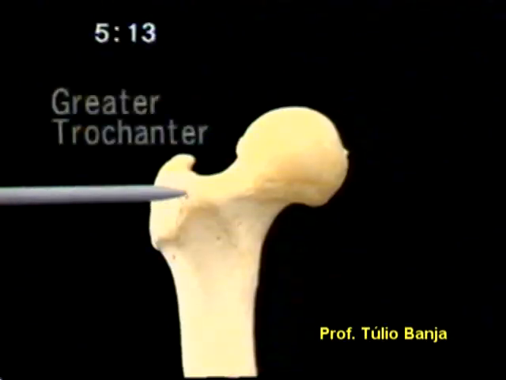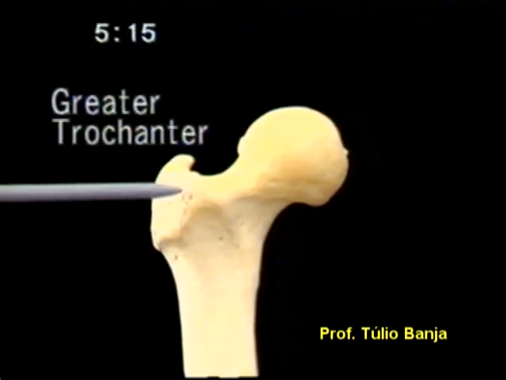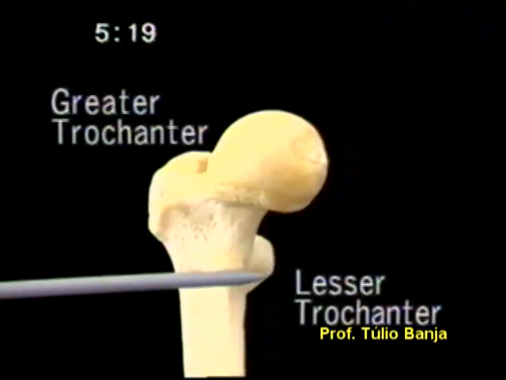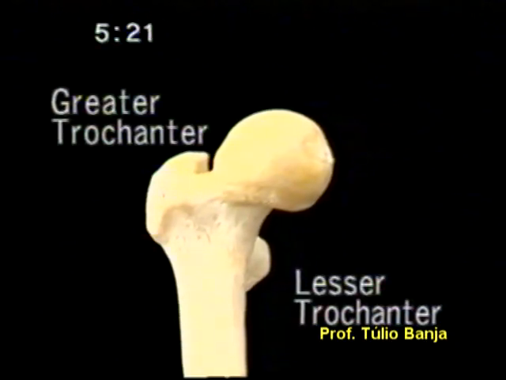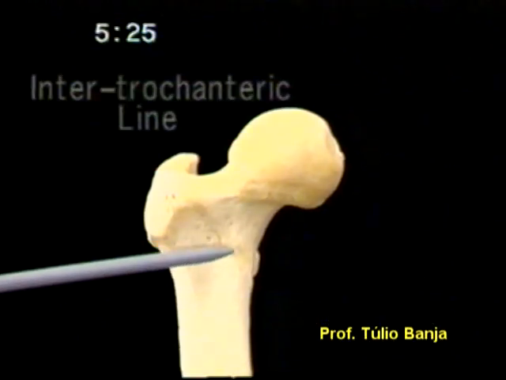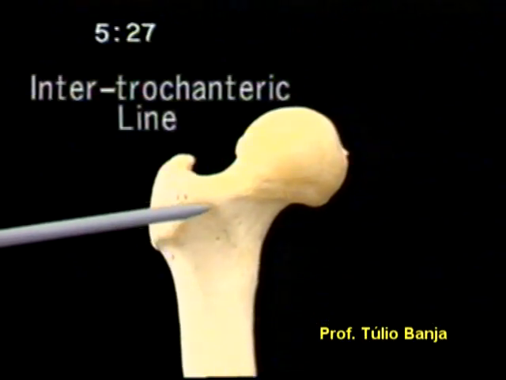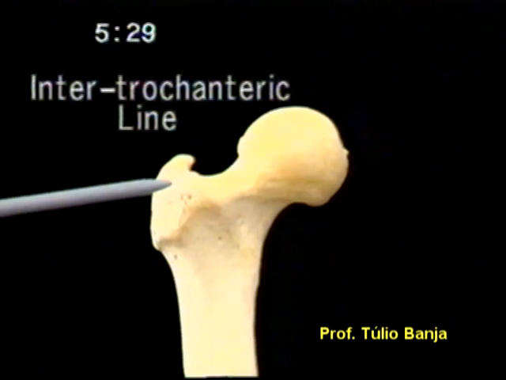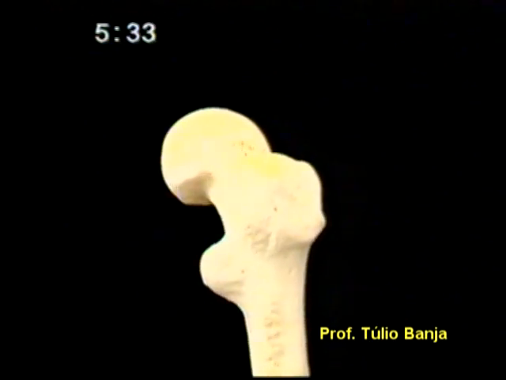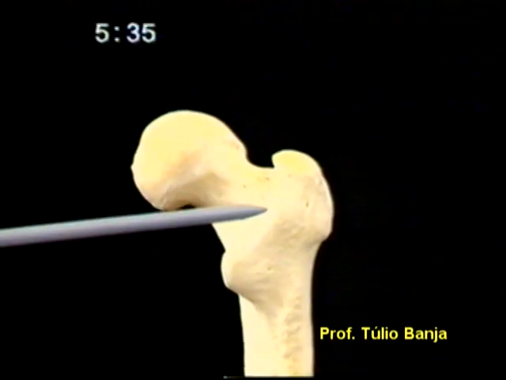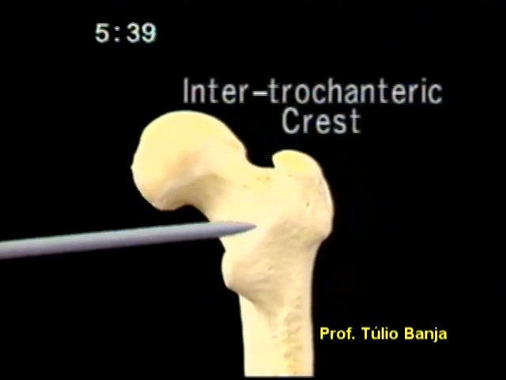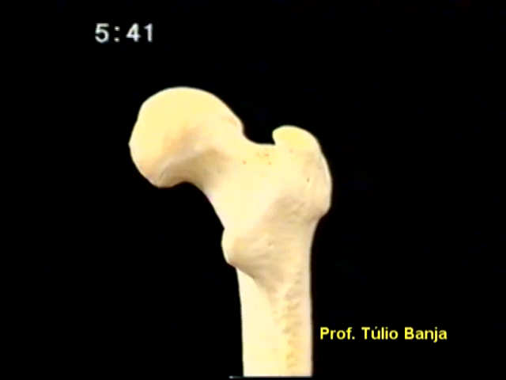This prominent lump is the greater trochanter, and this one is the lesser trochanter. The greater and lesser trochanters are important muscle insertions. This line, the intertrochanteric line, marks the insertion of a major ligament of the hip joint, which we'll see in a minute. On the back of the femur, this prominent ridge, the intertrochanteric crest, runs from the greater to the lesser trochanter.